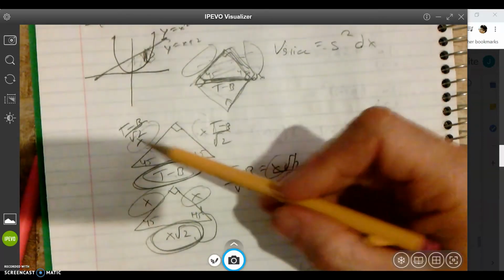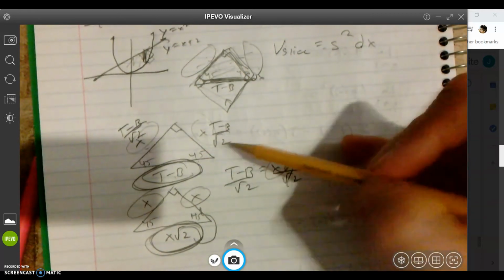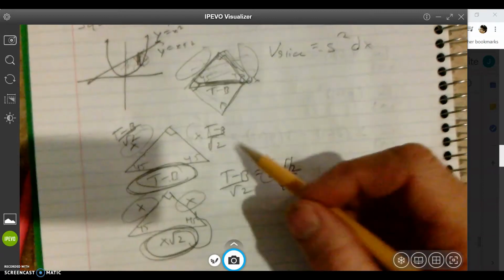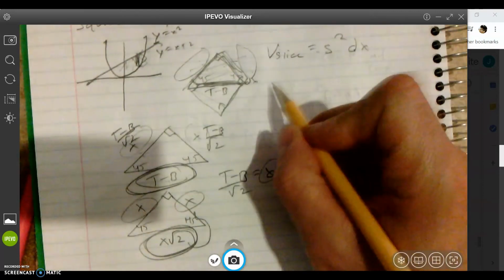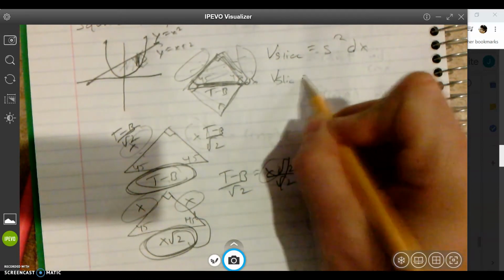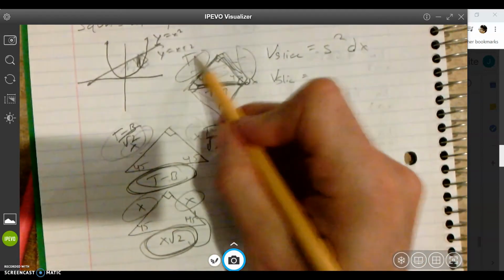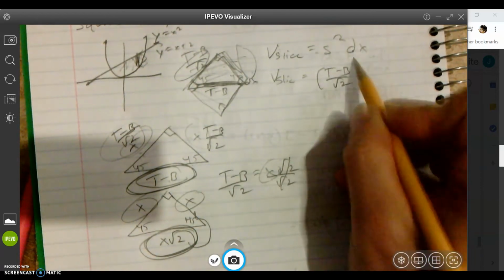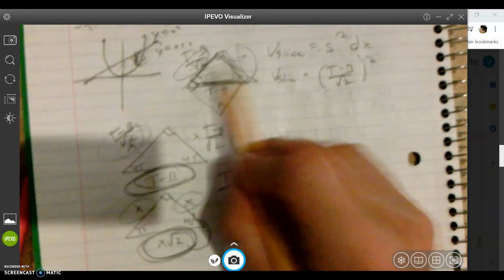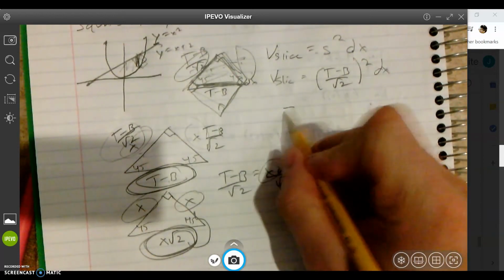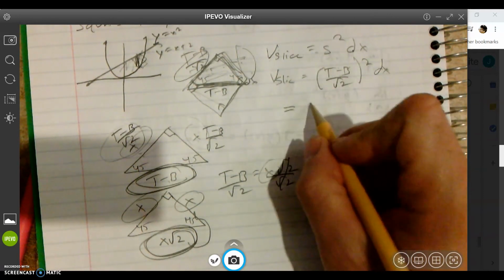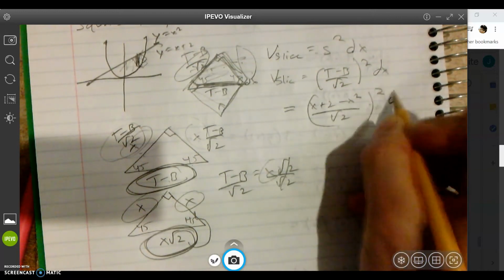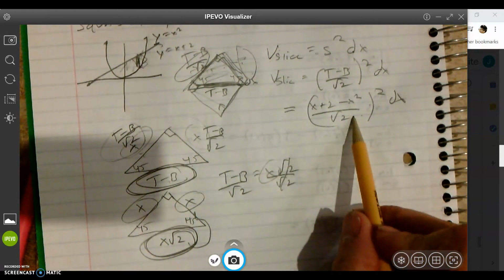You may be asking yourself, Mr. Irish, but I thought we weren't supposed to have radicals in the denominator. Well, just watch what happens. You could simplify it, but you don't really need to. So the volume of a slice, back to this. The side we have is top minus bottom divided by radical 2. So it's top minus bottom divided by radical 2 all squared, because it times itself, length times width, dx. So now I have top minus bottom, which is x plus 2 minus x squared, divided by radical 2, squared, dx. And that's the volume of a slice.